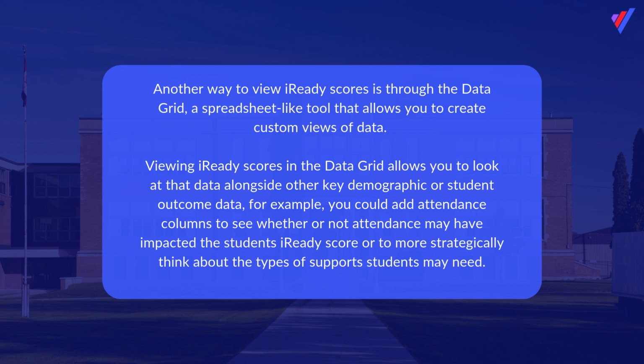Another way to view iReady scores is through the data grid, a spreadsheet-like tool that allows you to create custom views of data. Viewing iReady scores in the data grid allows you to look at the data alongside other key demographic or student outcome data. For example, you can add attendance columns to see whether or not attendance may have impacted the student's iReady score, or to more strategically think about the types of supports students may need.